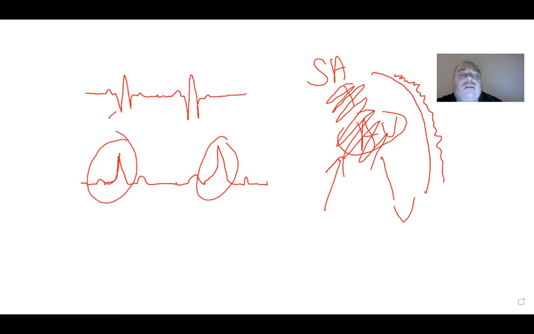So that is WPW in a nutshell. I know you're probably a little unclear on it, but just know for now, WPW has a delta wave, short PR interval, and wide QRS. That's the hallmark of it. We're going to see it again at the end of this PowerPoint. And once you see a couple of them, it'll make more sense.